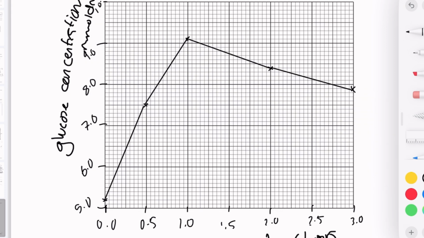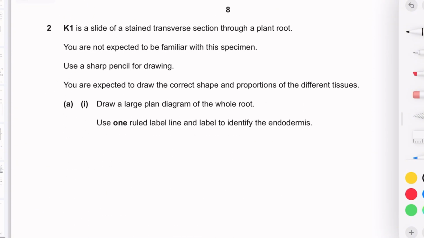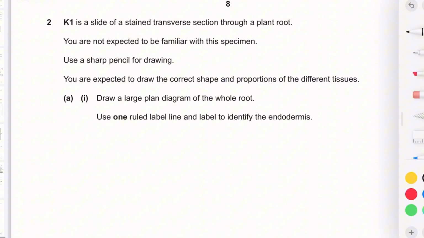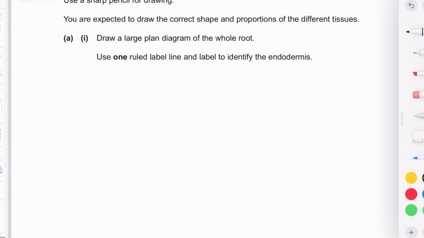Okay, moving on to 2. K1 is a slide of stained transverse section through a plant root. You're not expected to be familiar with the specimen. Use a sharp pencil for drawing. You are expected to draw the correct shape and proportions for different tissues. Draw a large plan diagram for the whole root. Use one ruled label line and label to identify the endodermis.